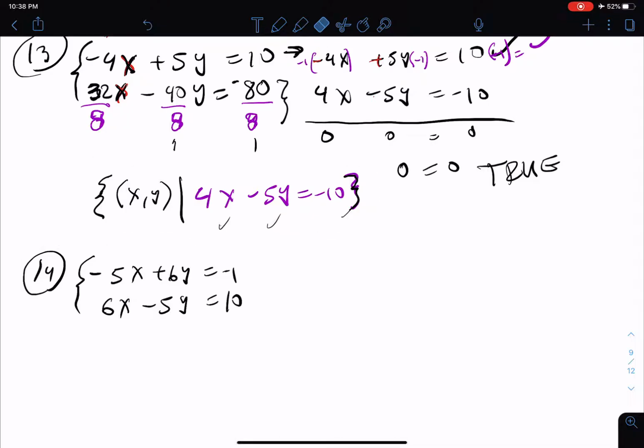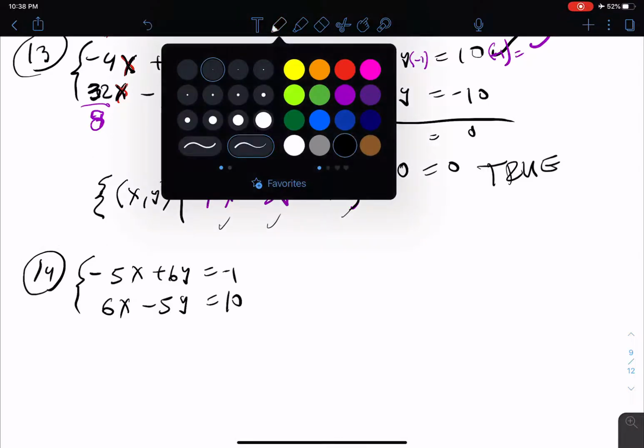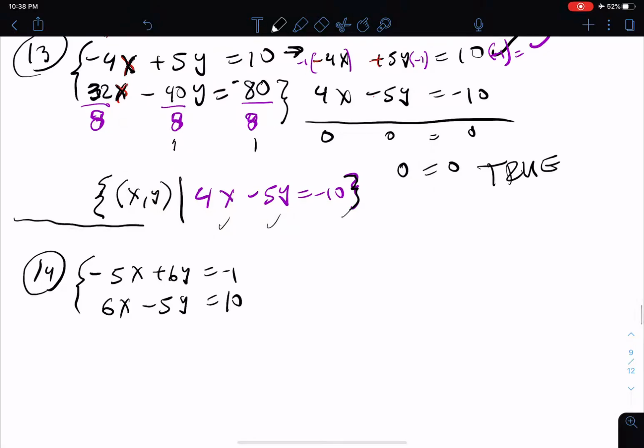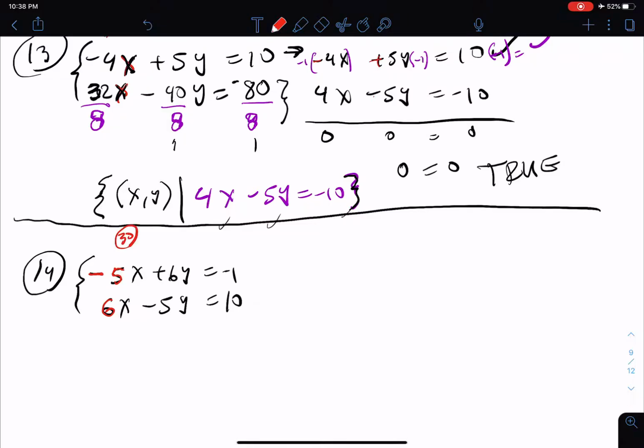Get rid of that too, just to give myself a little more space to operate. Go like that. So essentially I've got a 5 and a 6. We'll worry about the sign later. But what is the least common multiple of 5 and 6? What number does 5 and 6 both go into? And that's going to be 30. So you're thinking 30 is my target number.